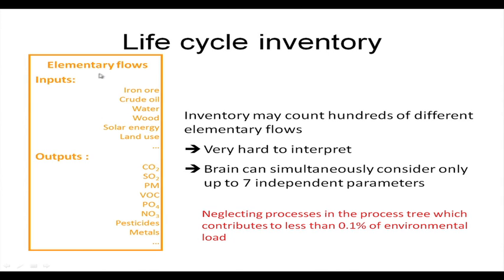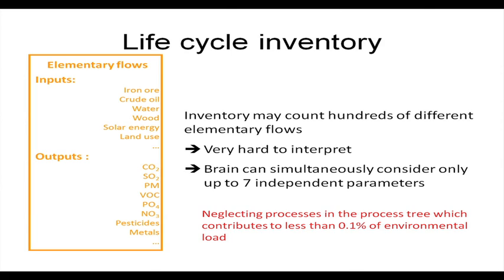So this is our elementary flow, the input and output that you saw: iron ore, crude oil, water, wood, solar energy, land use. These are our inputs going into the system. Outputs coming out: carbon dioxide, sulfur oxide like SOx, particulate matter, VOCs, phosphate, nitrate, pesticides, metals, and on both top as well as bottom, the dot dot dot illustrates that there is much more there. So an inventory may count hundreds of different elementary flows.